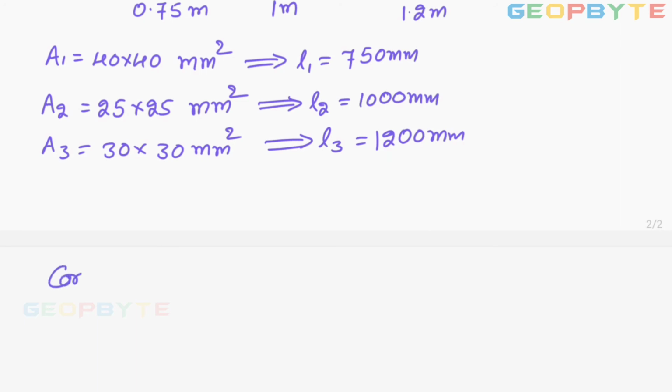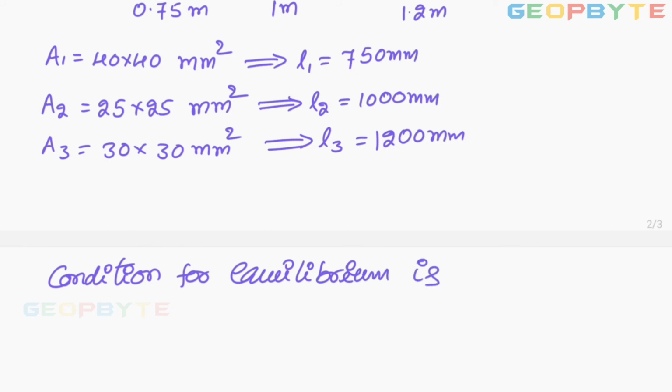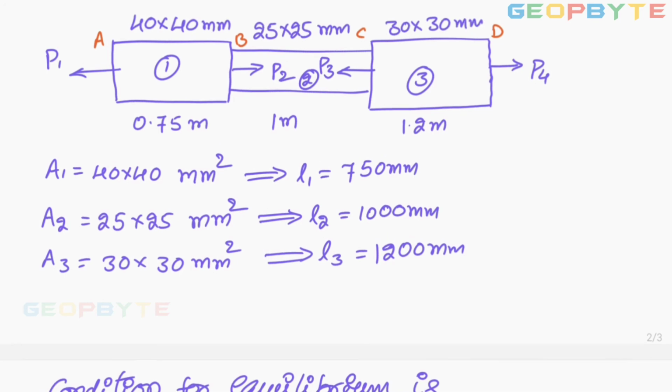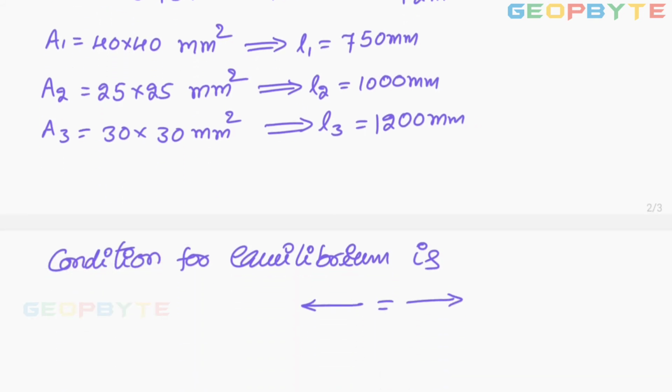Condition for equilibrium is sum of the leftward forces must be equal to rightward forces. Let us count the left forces. P1 and P3 both are acting towards left, whereas P2 and P4 are acting towards right. So P1 plus P3 must be equal to P2 plus P4.